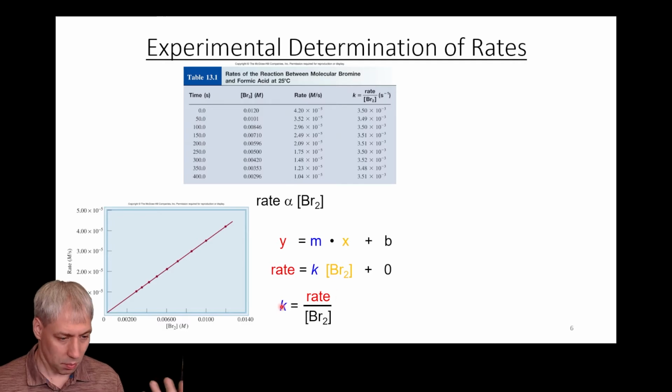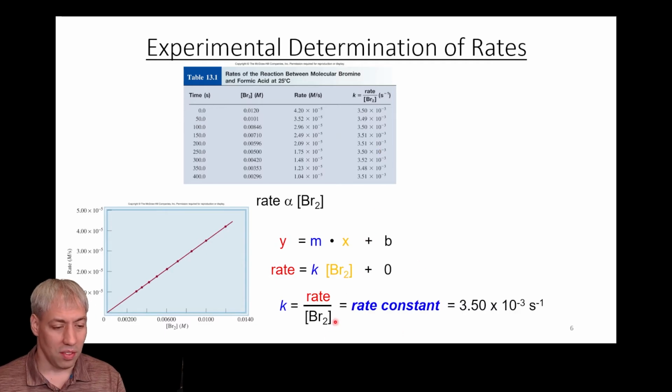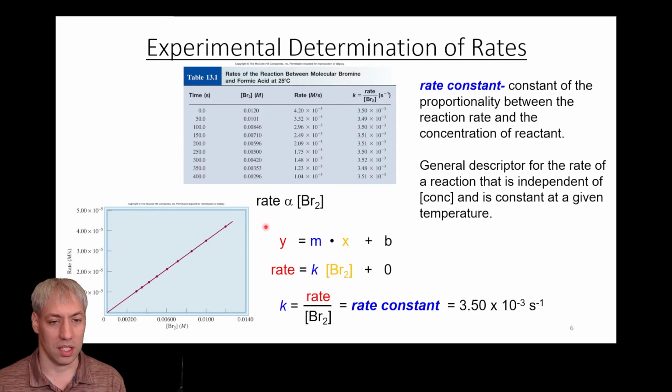And so if we look at this data, we get a constant number for k, right? It's the slope of this line, or it's the relationship between rate divided by concentration of Br2. If you do that math, we find that this number is constant: 3.5, 3.5, 3.5 times 10 to the minus 3. And so this is effectively the rate constant for the reaction. It tells you the proportionality or the relationship between Br2 and rate based on the slope of the line associated with this graph. And so this rate constant is really, really useful.